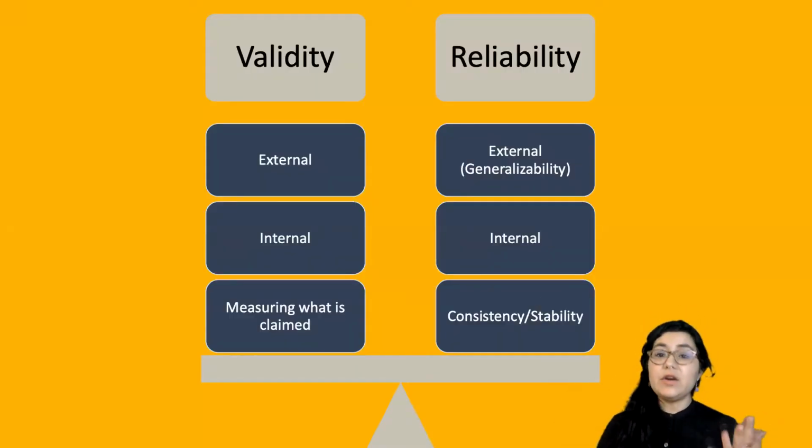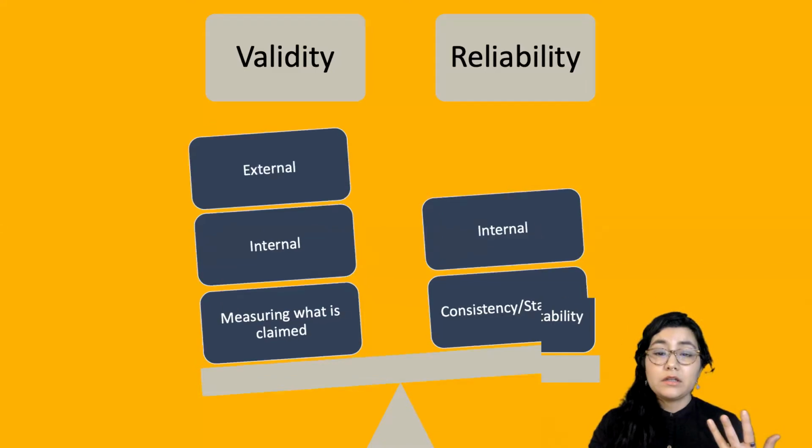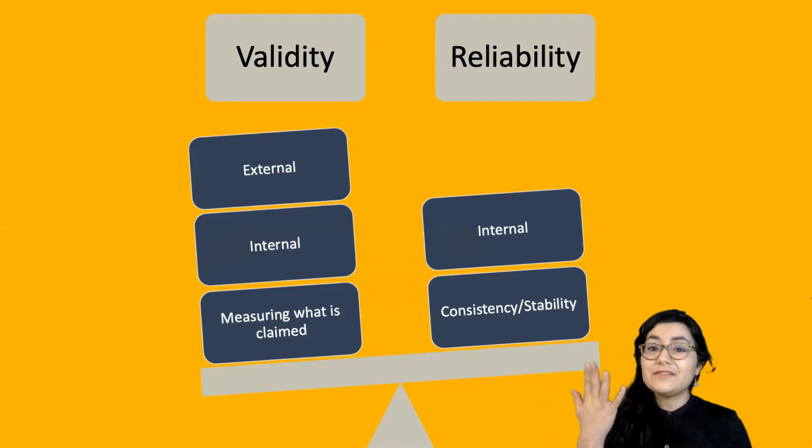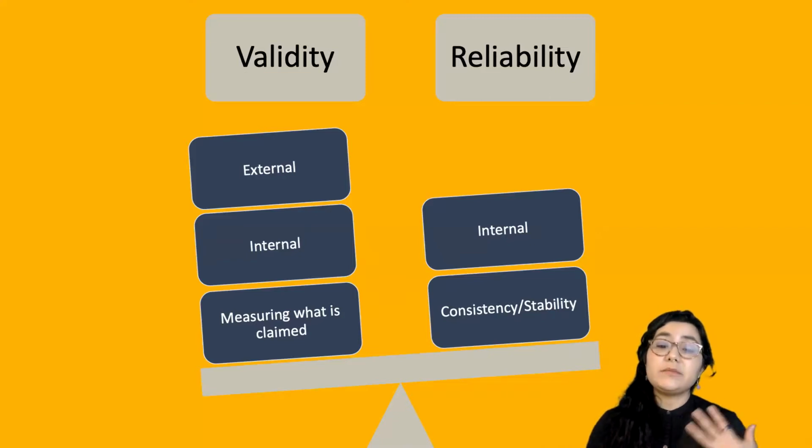As I said, we're balancing validity and reliability. Sometimes we'll have good reliability, sometimes we'll have good validity, and it's about understanding the differences between them. Like we said before, reliability is consistency and stability, and validity is measuring what is actually claimed, being able to have these causes actually be valid.